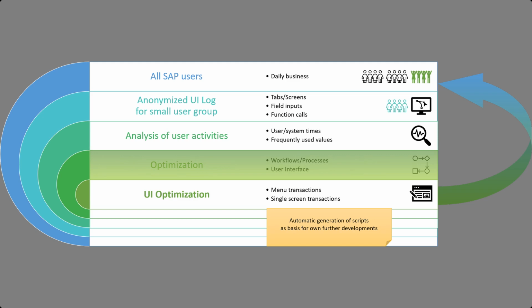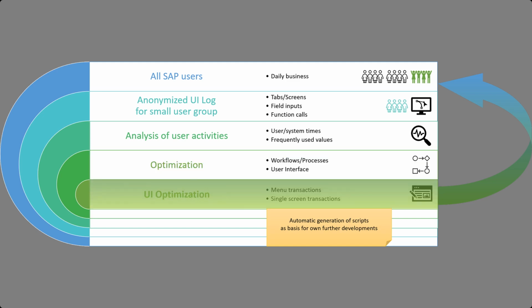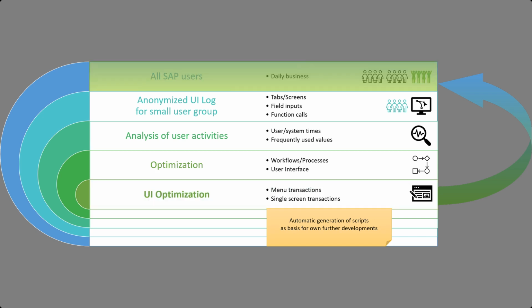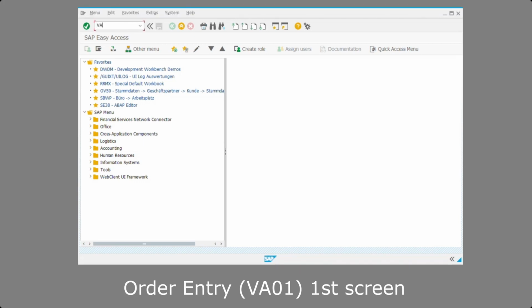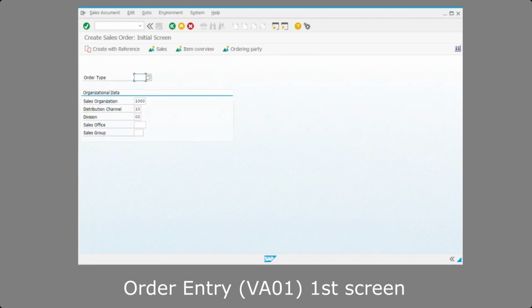These analyses assist us in general software process optimization and in particular in the optimization of the user interface. The tool further assists software developers by automatically generating menu and single-screen transaction scripts. How does optimization work? In this example, we eliminate the unwieldy selection process when creating a sales order.